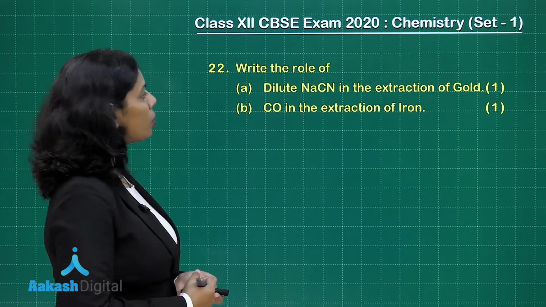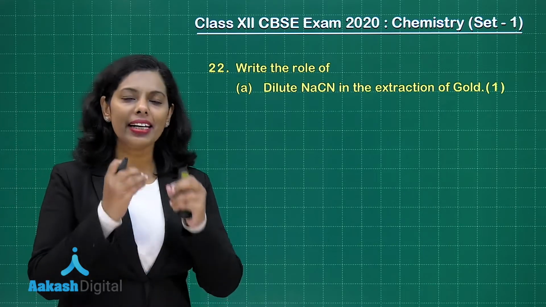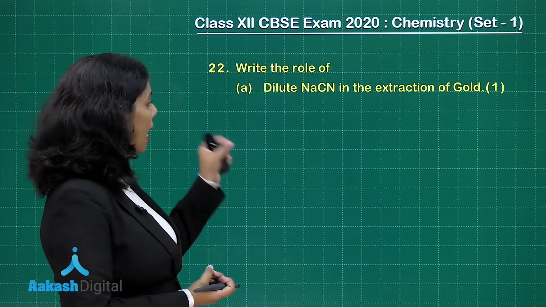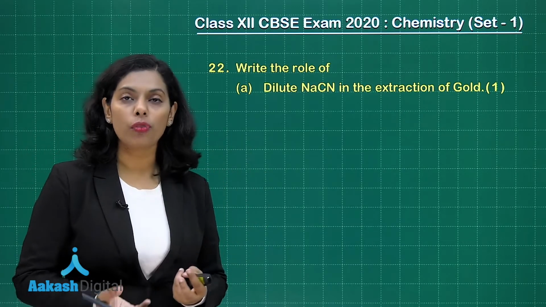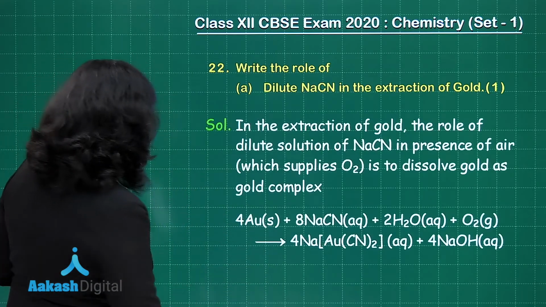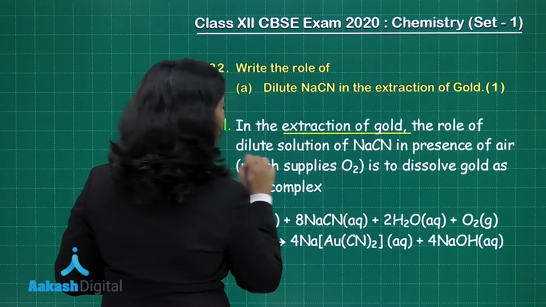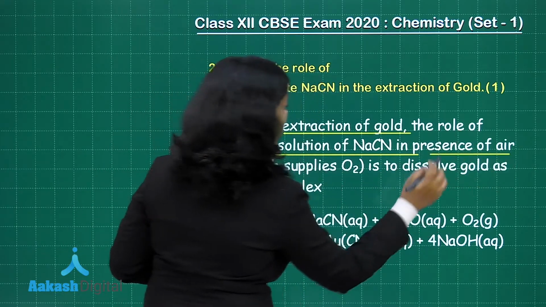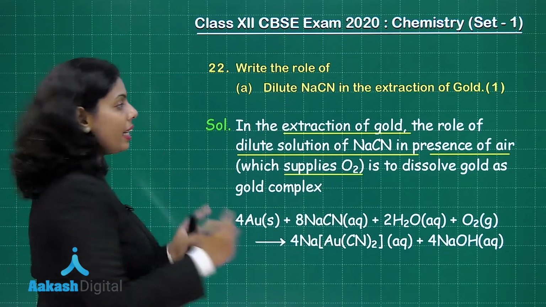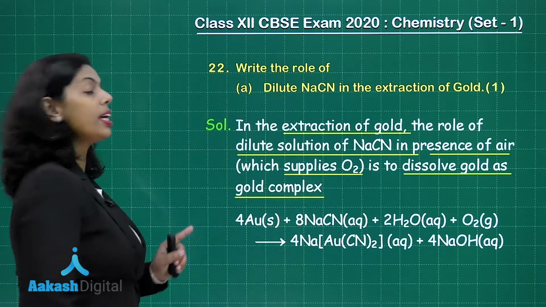What will be the answer for the first part? Let's have a look at that. If I talk about dilute NaCN, it has an important role in the extraction of gold because it combines with gold in the presence of oxygen to form a complex. So we can simply say that in the extraction of gold, the role of dilute solution of NaCN in the presence of air. What's the role of air here? Air is providing oxygen. Basically, it is there to dissolve the gold and form a complex of gold.